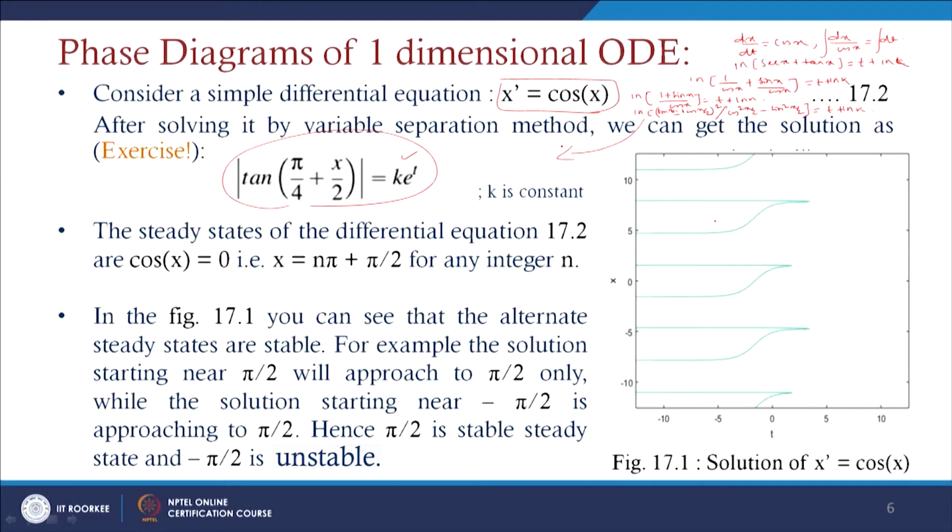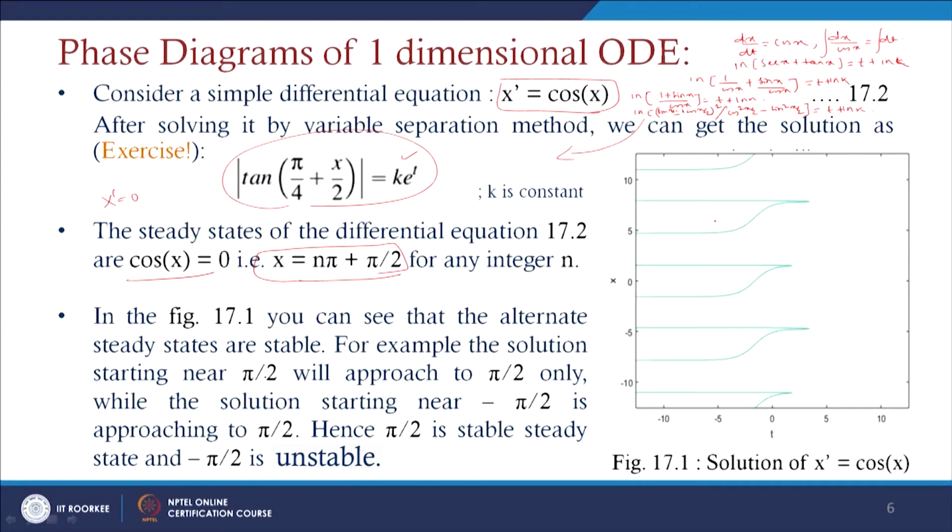And the steady states of this differential equation, if you see, steady states are achieved whenever we write x dash equals 0. So, this means that cos x equals 0 we are putting here. If cos x equals 0, that is nothing but x equals n pi plus pi by 2 for any integer n. And if you analyze this plot in a graphical sense, you can see that alternate steady states are stable here.